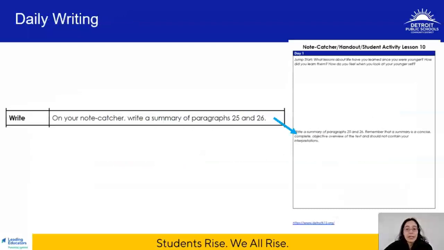We'll end our lesson with our daily writing. On the bottom of your note catcher, write a summary of paragraphs 25 and 26. Remember that a summary is a concise, complete, objective overview of the text. It shouldn't contain your opinions or interpretations.